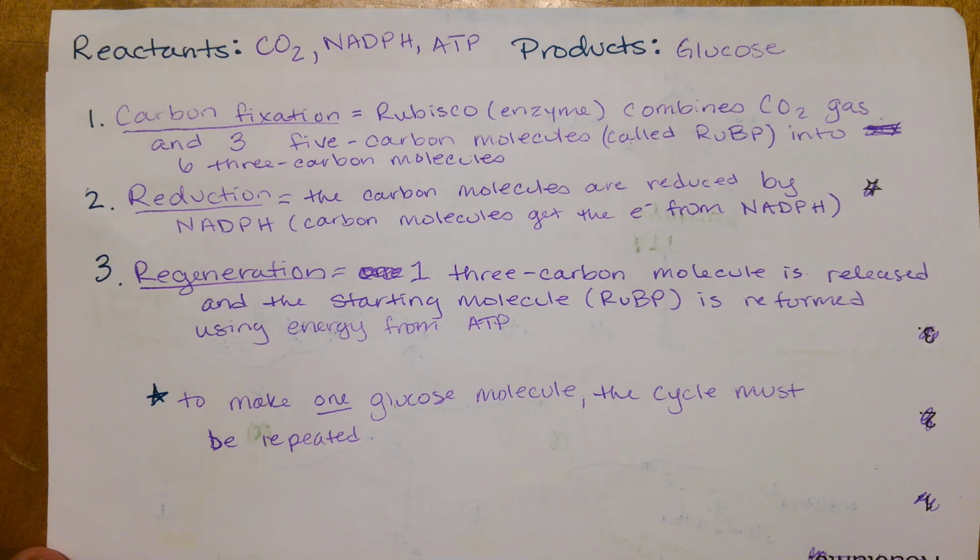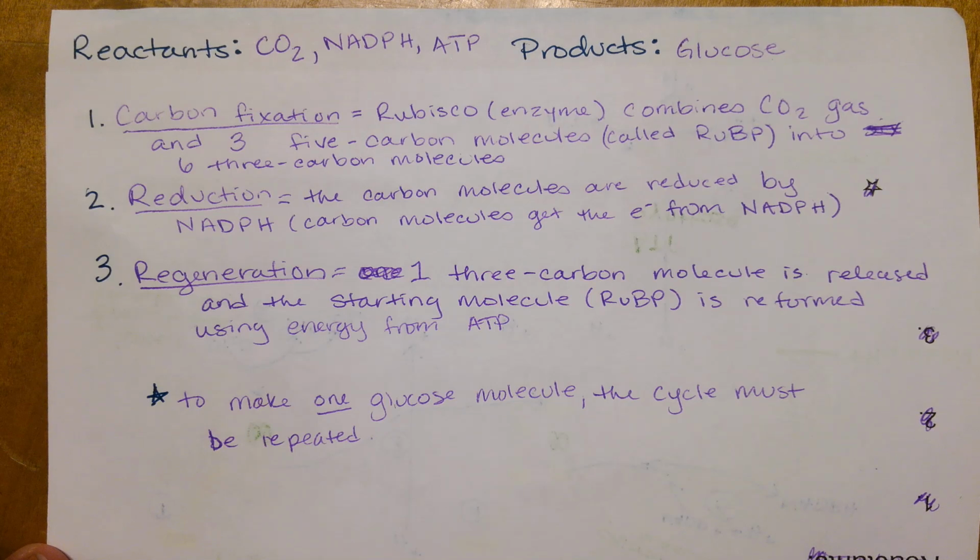Then in step 2, we have reduction. So remember oil rig, oil oxidation is losing, rig reduction is gaining. So the carbon molecules that we just made from carbon fixation are going to be reduced by NADPH. Remember that NADPH is an electron carrier. So what does this mean? They're reduced, so the carbon molecules get the electrons they're gaining from the NADPH.